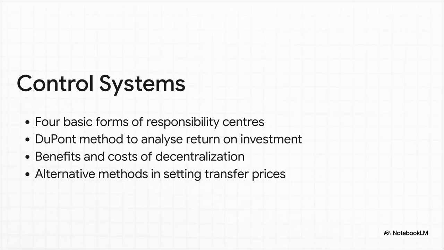Wrapping up this strategic section, we will cover the 4 basic forms of those responsibility centers: cost, revenue, profit, and investment. Then we use the DuPont method, basically breaking down ROI into its specific component parts to see exactly what is driving profitability. From there, we tackle the costs and benefits of decentralization. And finally, we dive into the notoriously tricky world of transfer pricing, how divisions within the exact same company charge each other for goods, and the vital guidelines for setting those minimum internal prices.